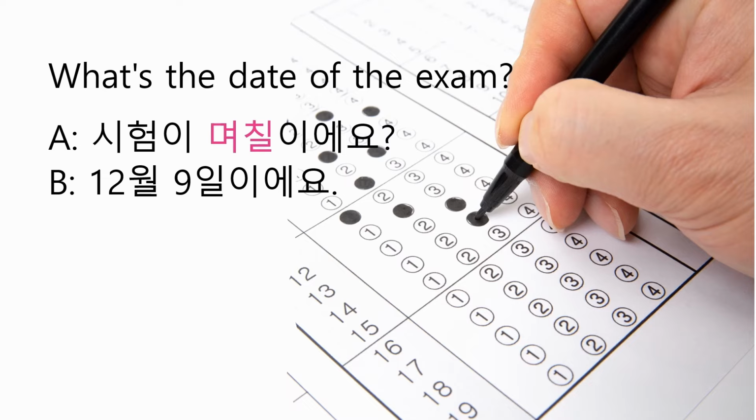You can use another subject instead of today. What's the date of the exam? Would be 시험이 며칠이에요? 시험 is an exam or test and 이 is a subject particle. 시험이 며칠이에요? 12월 9일이에요. 12월 9일이에요.